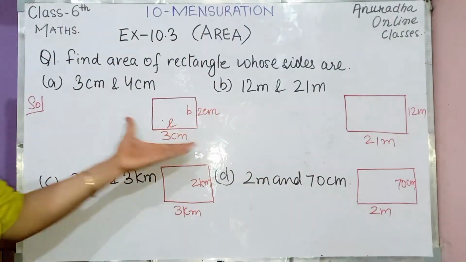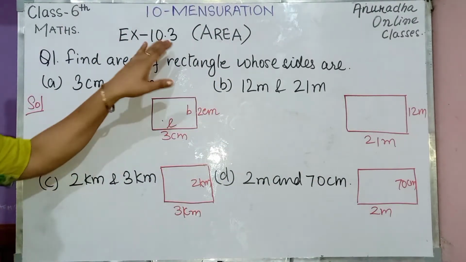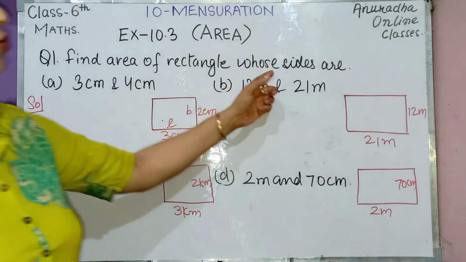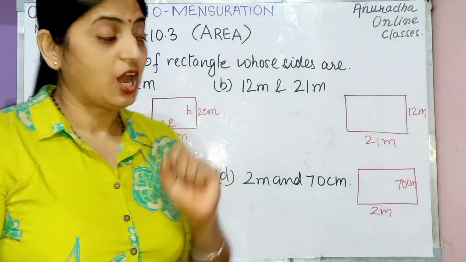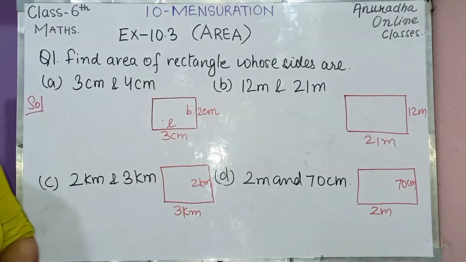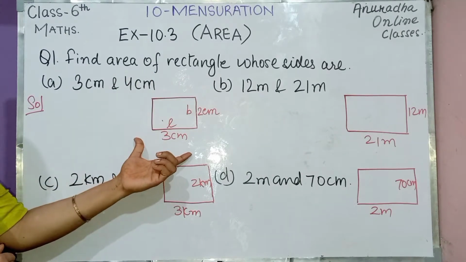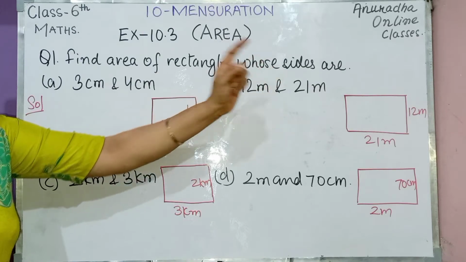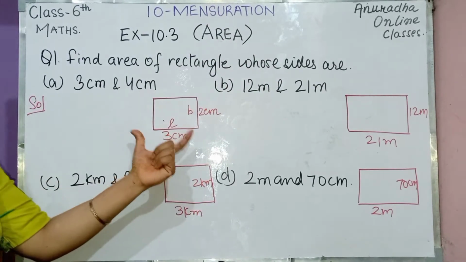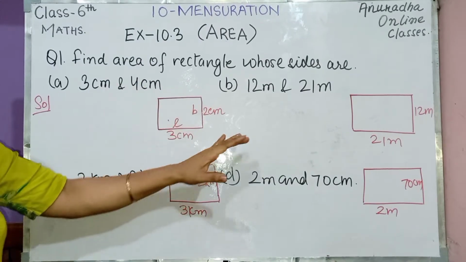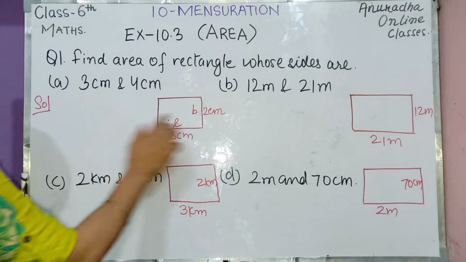Okay, let's come to question number 1 of 10.3. The question is, find the area of a rectangle whose sides are given. Here we have 4 parts and I have made the rectangles for you. The first rectangle is given here and 2 sides are given. The bigger side we take as the length and the smaller as its breadth.